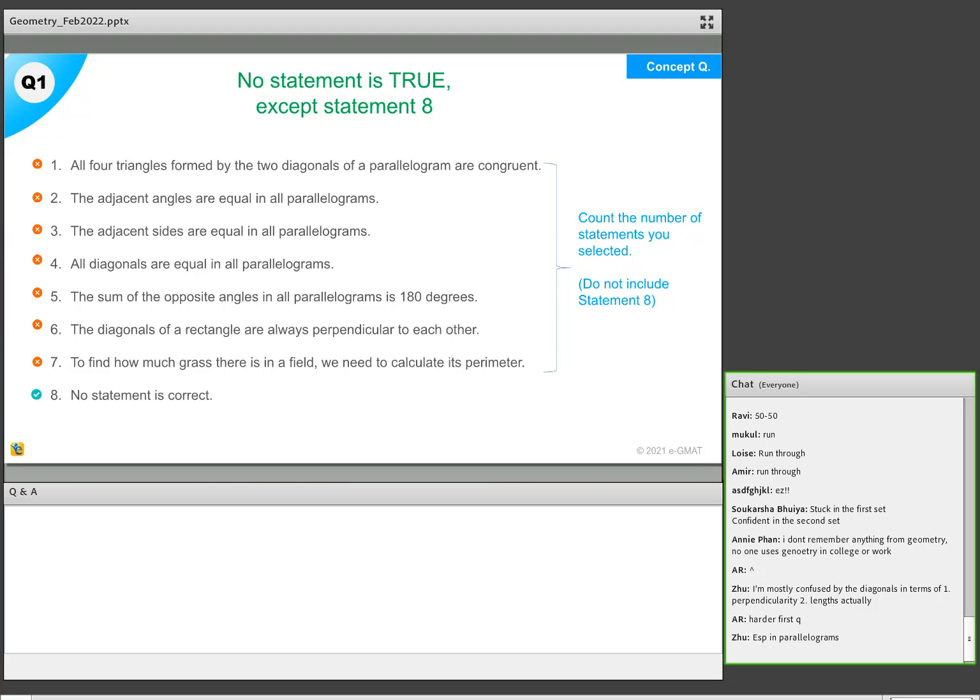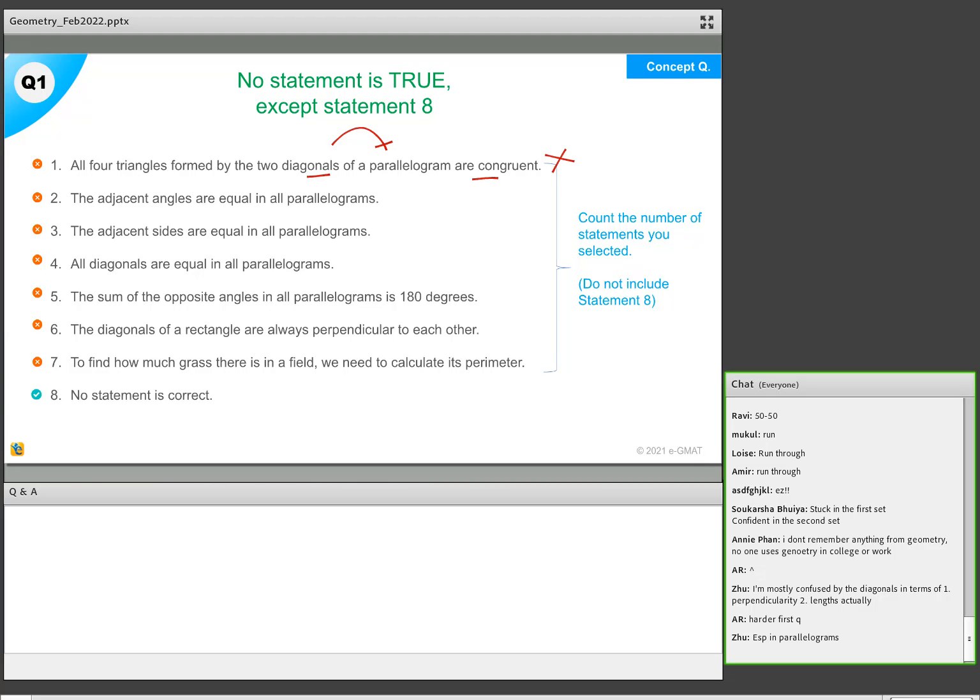The first statement says all 4 triangles formed by the 2 diagonals of a parallelogram are congruent. I already explained what congruent is. They're exactly same to same. In reality, no. Even the diagonals of a parallelogram are not equal. And when your diagonals themselves are not equal, those 4 triangles definitely are not congruent, which makes it incorrect.